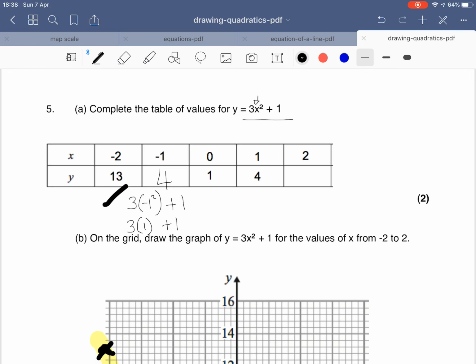Looking alright so far. This one we've got 3 times our 2 squared. We've got to do that squared before we times it by 3. Add the 1. So this means 3, 2 squared. 2 times 2 is 4. And then I've got to add 1. 3 times 4 is 12. 12, add 1, gives me 13.